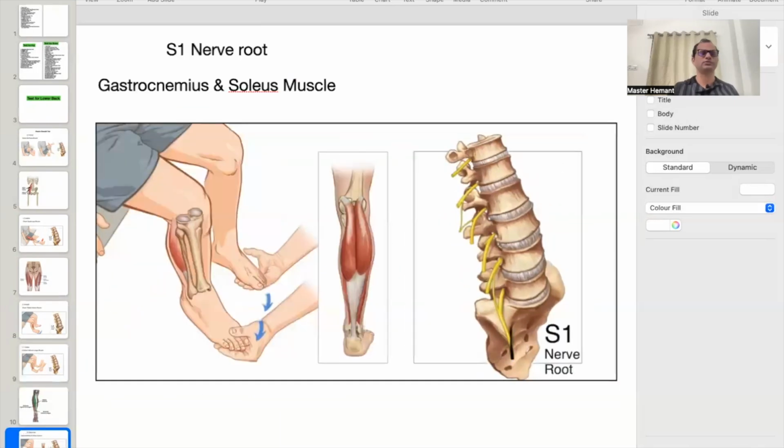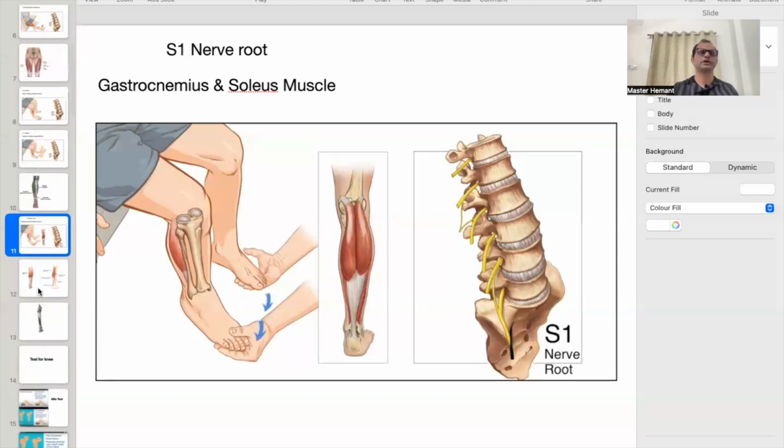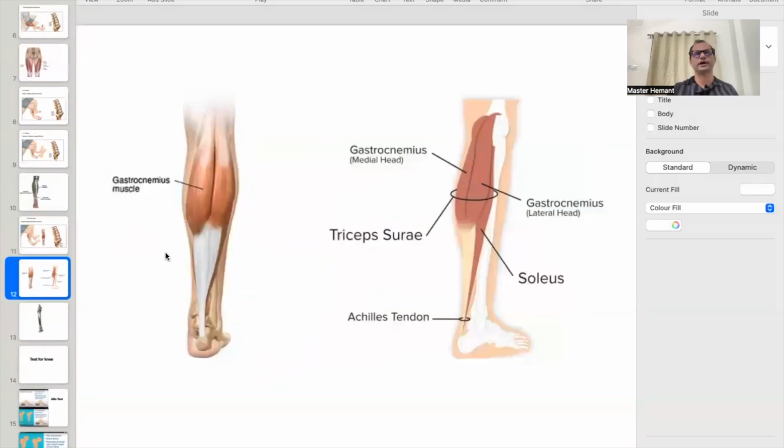And finally, we have checked the S1 nerve root. S1 nerve root is having connection with the calf muscles, means the gastrocnemius and the soleus muscles. So we are checking the power of this by the plantar flexion. Patient trying to do plantar flexion, we are doing opposite pressure. In this way, we are checking the S1.